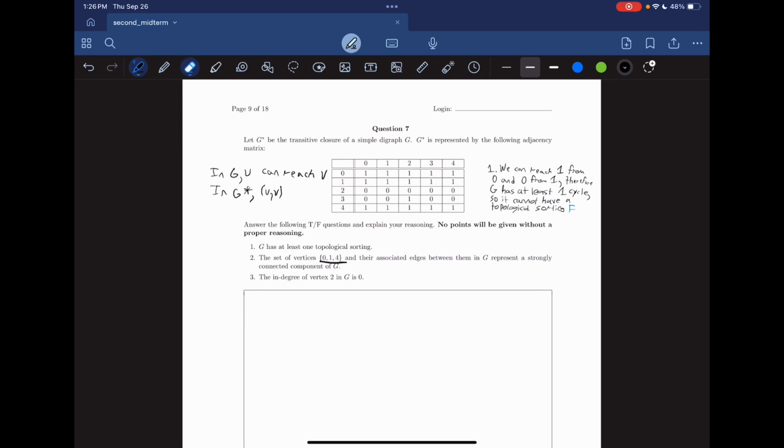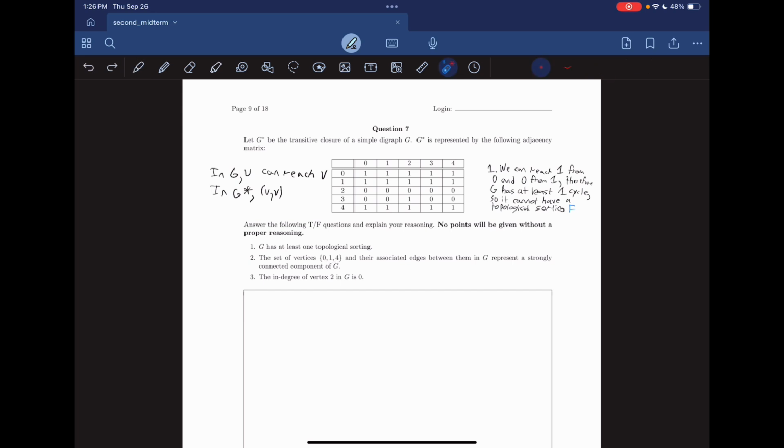So this question, as opposed to the other one, doesn't necessarily take a lot of critical thinking. Remember that this G star adjacency matrix up here tells us directly whether or not one vertex is able to reach another. If we look in row 0, we should be able to find that in column 1 and column 4, both of those have a 1 in those spots. In other words, meaning that 0 can reach 1 and can reach 4.